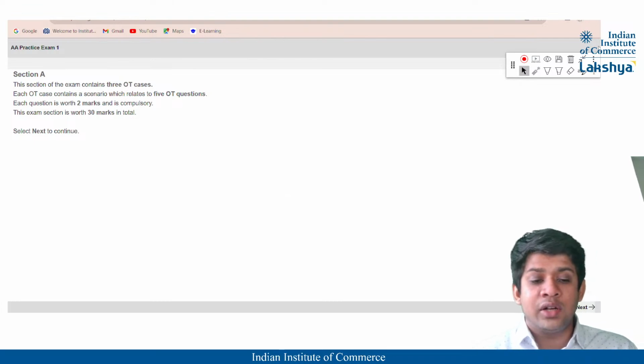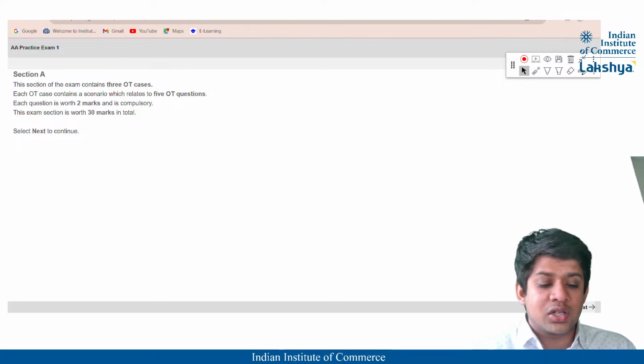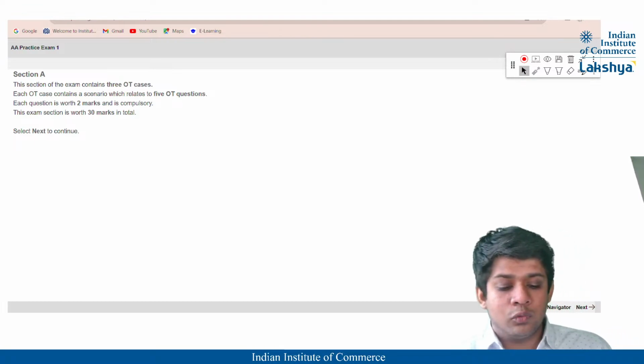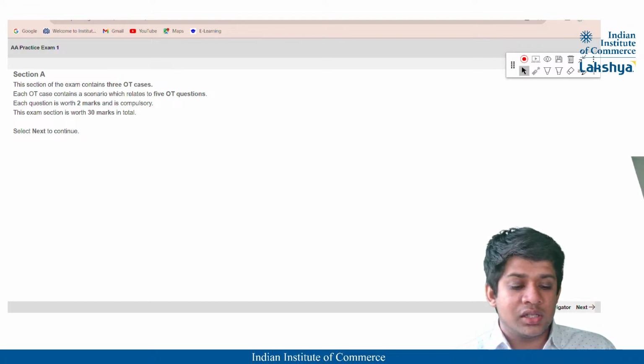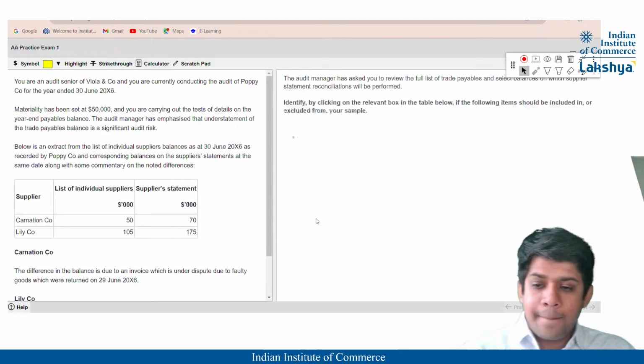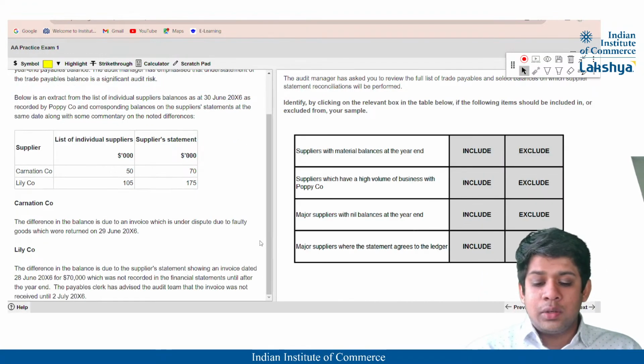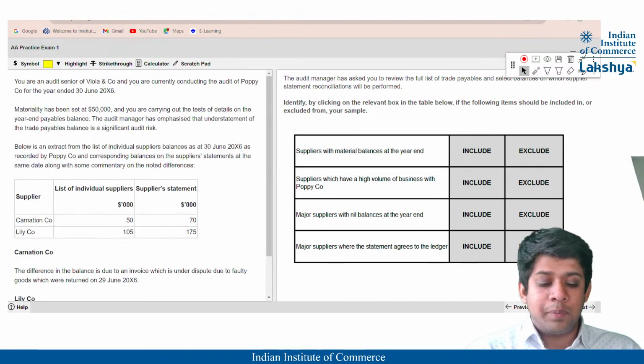There will be a timer given to you on the right hand side. Here it is not mentioned because there is no time limit. Okay, you can give the exam for whatever period you want. Otherwise, they usually give you a point here. Okay, then you click on next. So they are showing you that section A covers all this. Once you click on next, you will be given your paper.